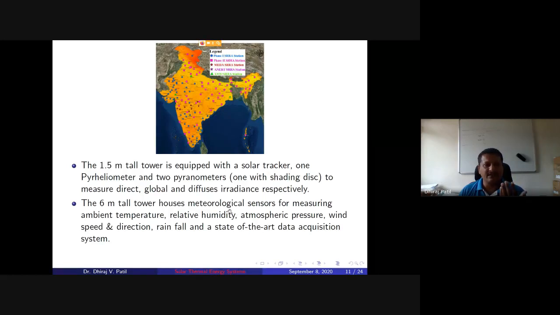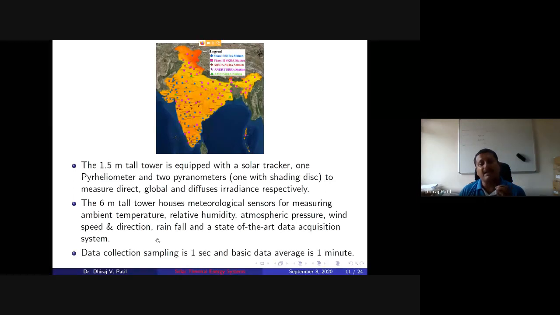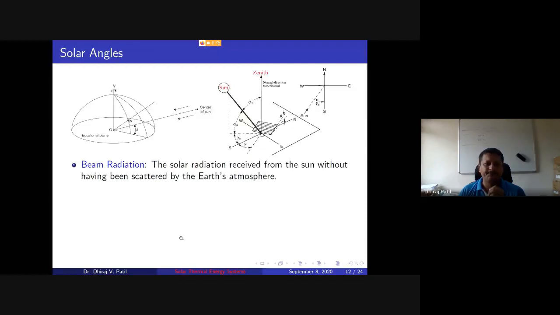That means weather sensing, and for that, temperature is one of the parameters, along with relative humidity, atmospheric pressure, wind speed, and direction. So wind is another data that we require. Rainfall as well, and a state of the art data acquisition system. There is a data acquisition system and a lot of data is available, which is sampled at 1 second, and the basic data average is 1 minute.